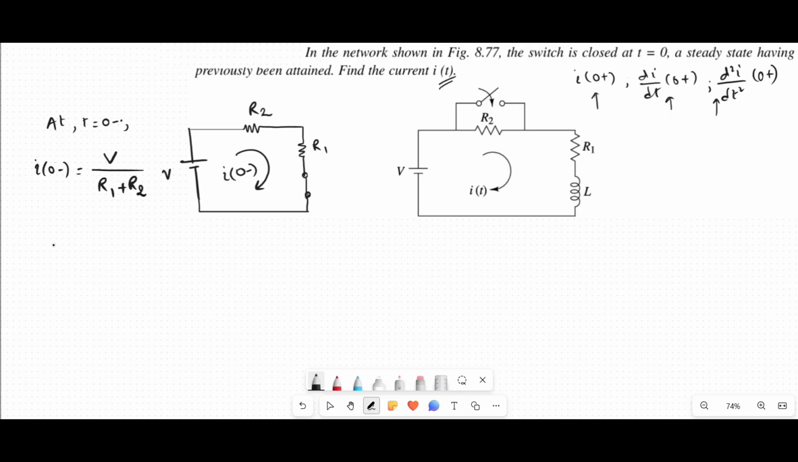Now at t equals 0 plus, there is hardly any change, so the value will remain the same. So i(0 plus) will also be V divided by R1 plus R2. Okay, now moving ahead.